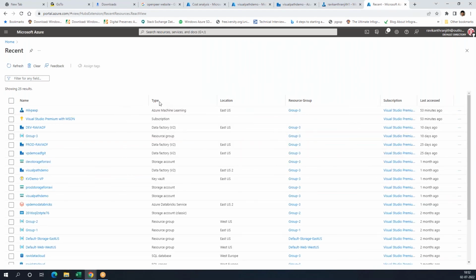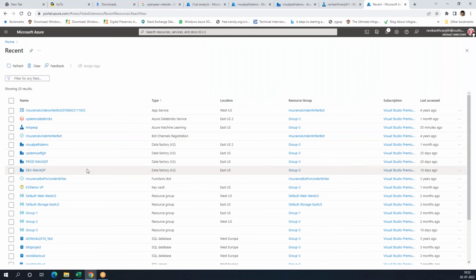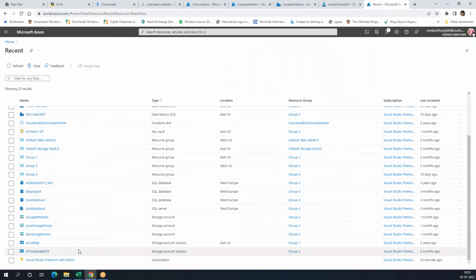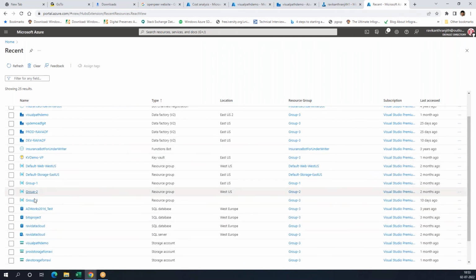This is one Azure machine learning experiment. Let me just... okay, so storage account, but this is a classic one. That means it is a V1 version. Okay, and we have some SQL databases that will be present. Then I will explain what these resource groups are and all that.